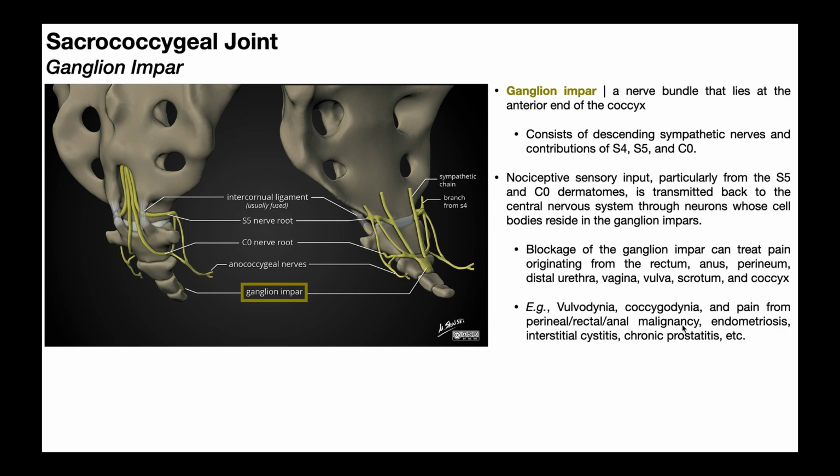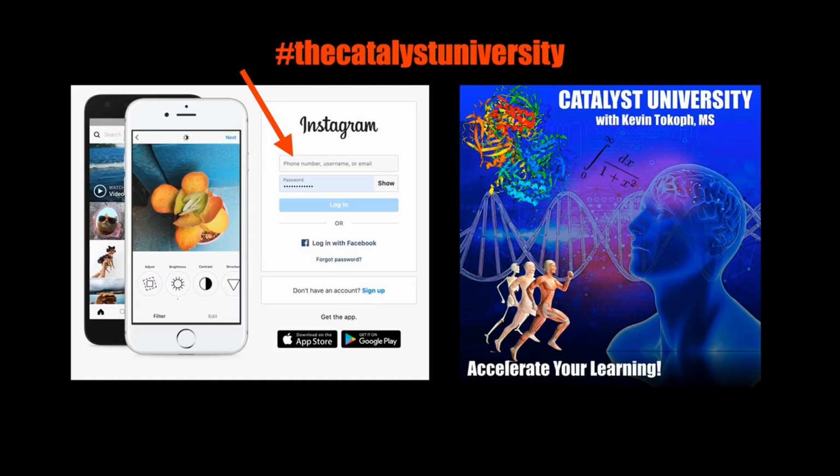And examples of conditions that provide that nociceptive sensory input and therefore pain would be vulvodynia, coccygodynia, and pain from anything such as perineal, rectal, anal malignancy, endometriosis, interstitial cystitis, and chronic prostatitis. So hopefully this video gave you some good information about the sacrococcygeal joint and other structures around the joint. Thanks for tuning in.